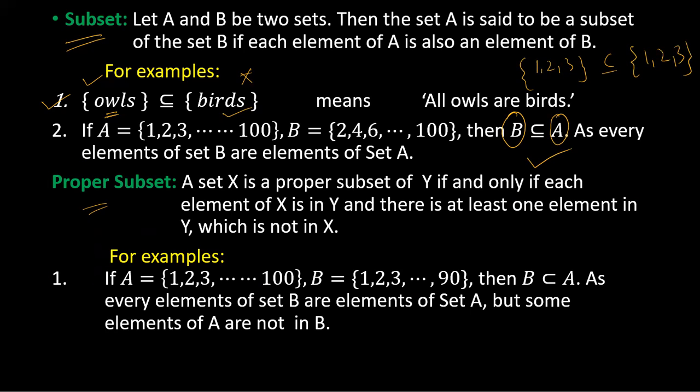It is also correct. Each element of the set 1, 2, 3 is contained in the other set 1, 2, 3, so this is a subset of that. But in the proper subset, it says X is a proper subset of Y if and only if each element of X should be in Y and there is at least one element in Y which is not in X. Same thing. I have taken the example so that you can clearly understand.